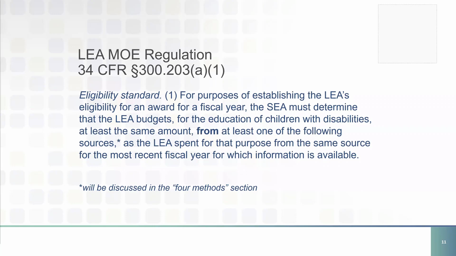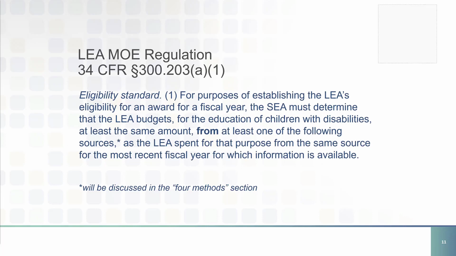The eligibility standard is articulated in 34 CFR Section 300.203(a). Let's walk through this language. So, for an LEA to establish eligibility for its federal subgrant or subaward under IDEA Part B, it must budget for the "education of children with disabilities" at least as much as it spent for that same purpose in the most recent fiscal year for which information is available. That's the basic eligibility standard in its simplest form.